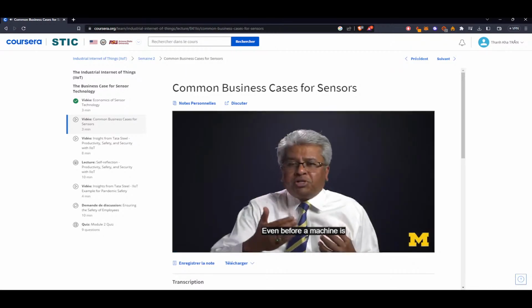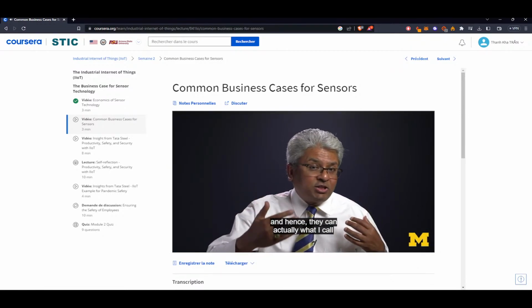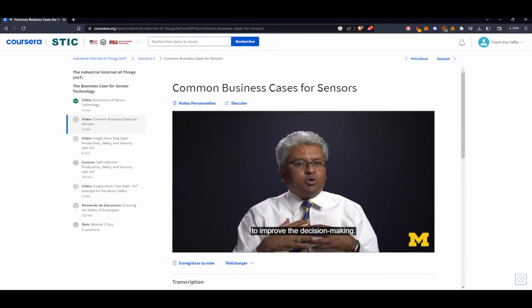So what does it do? Even before a machine breaks down, if there's any deviation or quality issue, the sensor immediately catches that and sends the information back to the decision makers. Hence they can do what I call smart maintenance, because you don't wait for the machines to break down, but you proactively get information through the sensors to improve decision making.